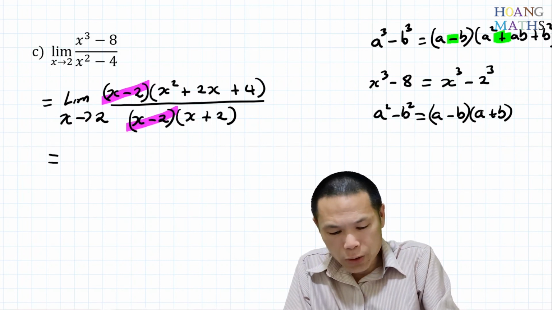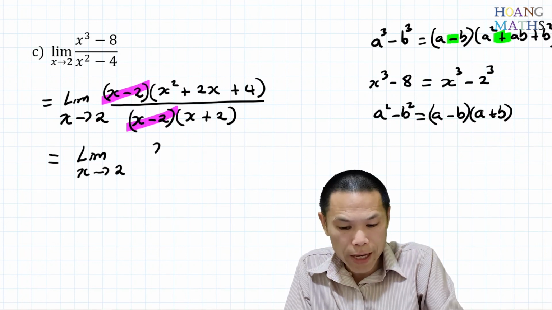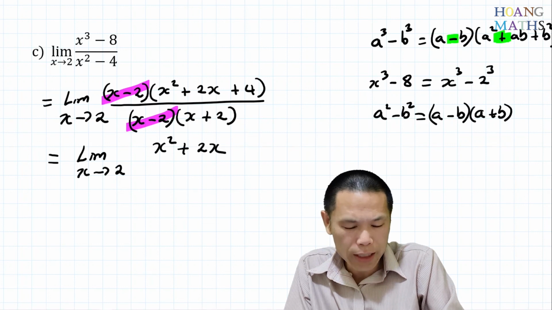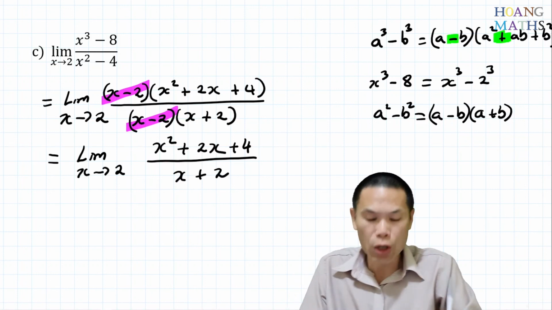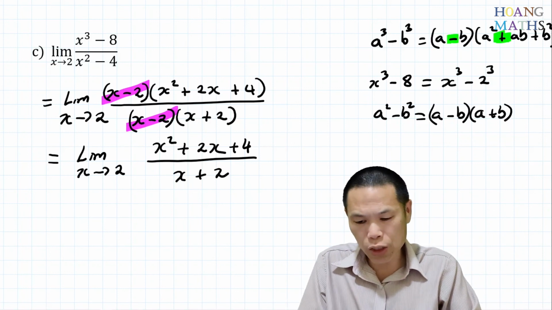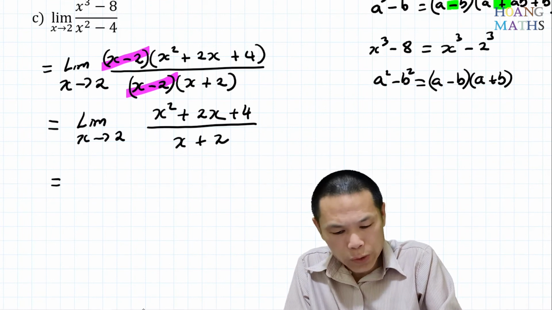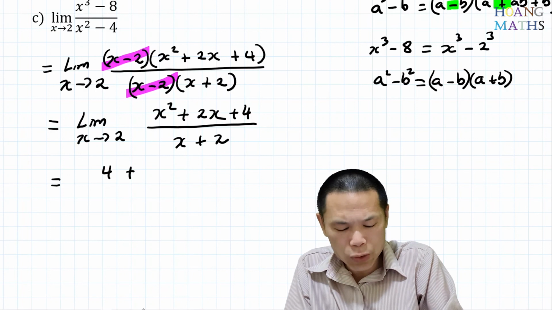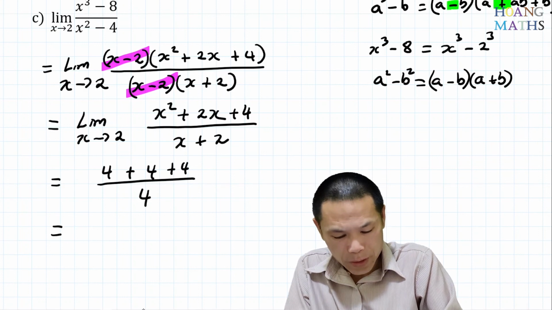So that is equal to the limit as x approaches 2 of x squared plus 2x plus 4 over x plus 2. Now we can just substitute x equal to 2 into this function here. So let me just move this up a bit. That will give me 2 squared is 4, and 2 times 2 is 4, and we add another 4, over 2 plus 2, which is 4. So that will give me 12 over 4. So the answer is 3.